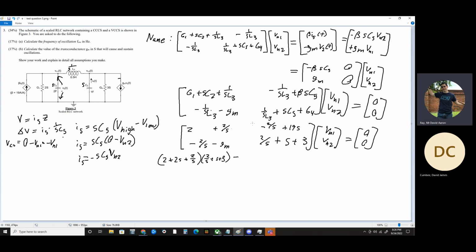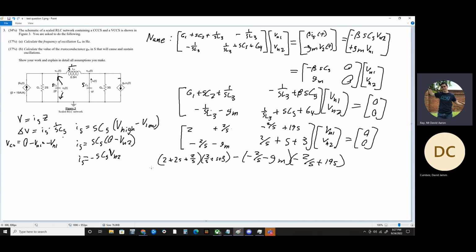So then we have negative. I'm going to start from here since this has the negative sign. So I'm going to pull the negative sign down. So we're going to have negative 2 over S minus GM, and that's going to be multiplied by negative 2 over S plus 19S. And then this negative sign is going to cancel out, but I will do that after I do the multiplication.